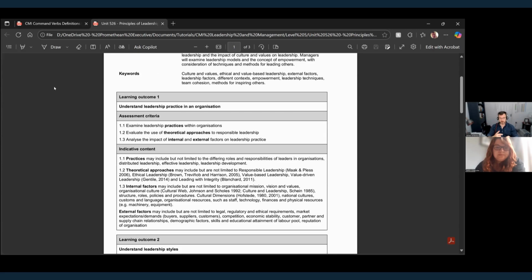Internal factors might include the organization's espoused values and its mission, its vision, its strategy, all that kind of stuff that you see on the website and on corporate brochures. You can also talk about the cultural drivers internally.